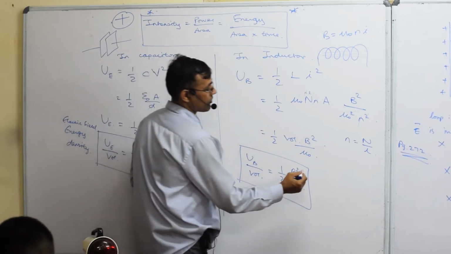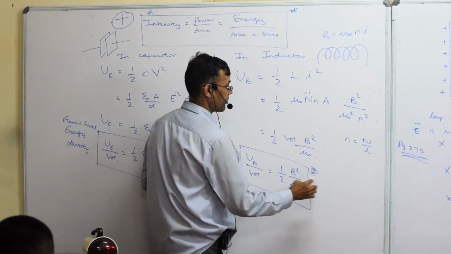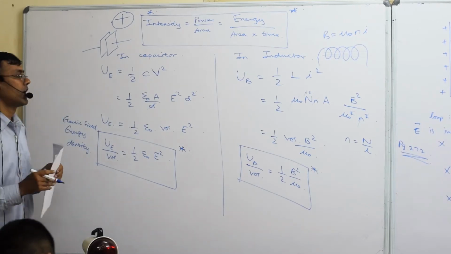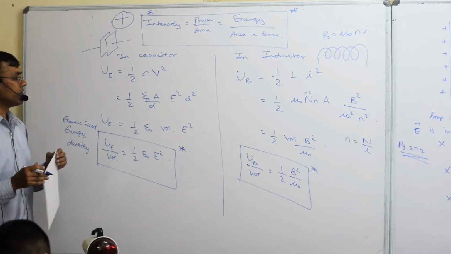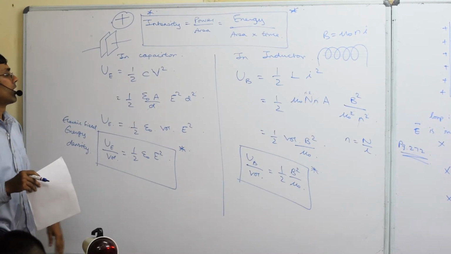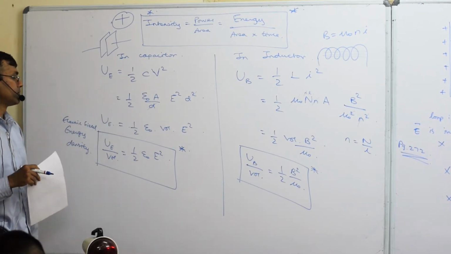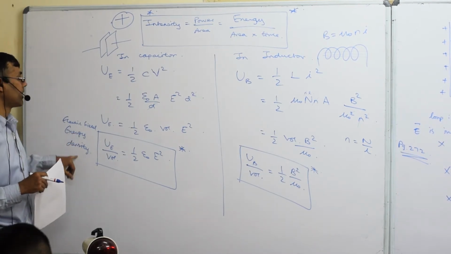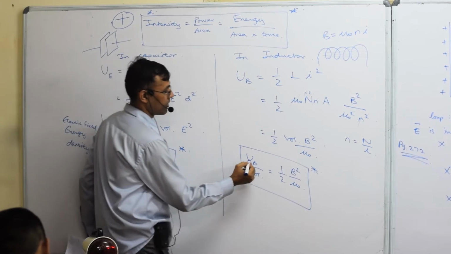Definitely they ask a lot of questions in your entrance exams based on this, because this is an area where it's not very clear or it's kind of vague. The book will ask you more questions. So this is electric field energy density. This is magnetic field energy density.